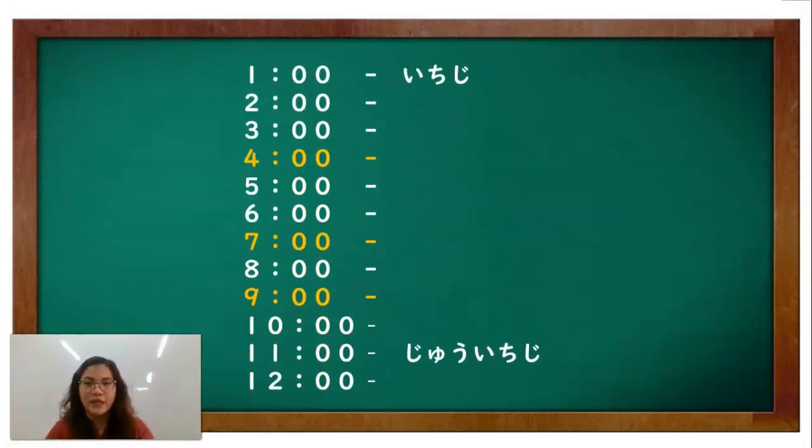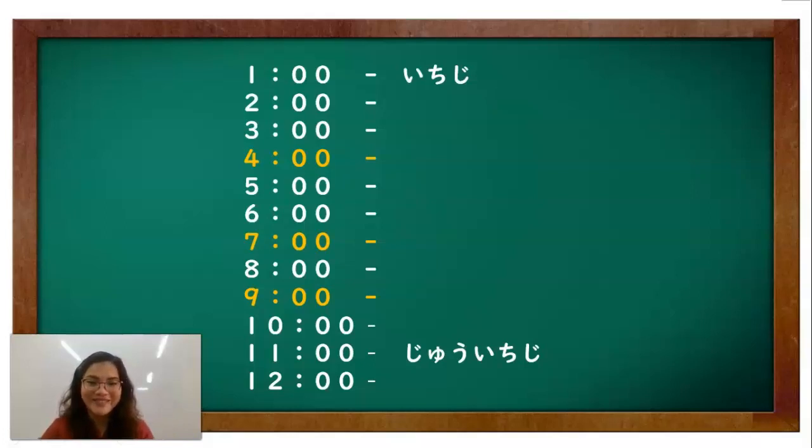Okay? And next, let's remove another 2. So we already have 2 remaining. So again, okay, please say with me. 2 o'clock is niji. 3 o'clock is sanji. 4 o'clock is yoji. 5 o'clock is goji. 6 o'clock is rokuji. 7 o'clock is shichiji. 8 o'clock is hachiji. 9 o'clock is kuji. 10 o'clock is juji. And 12 o'clock is juniji.